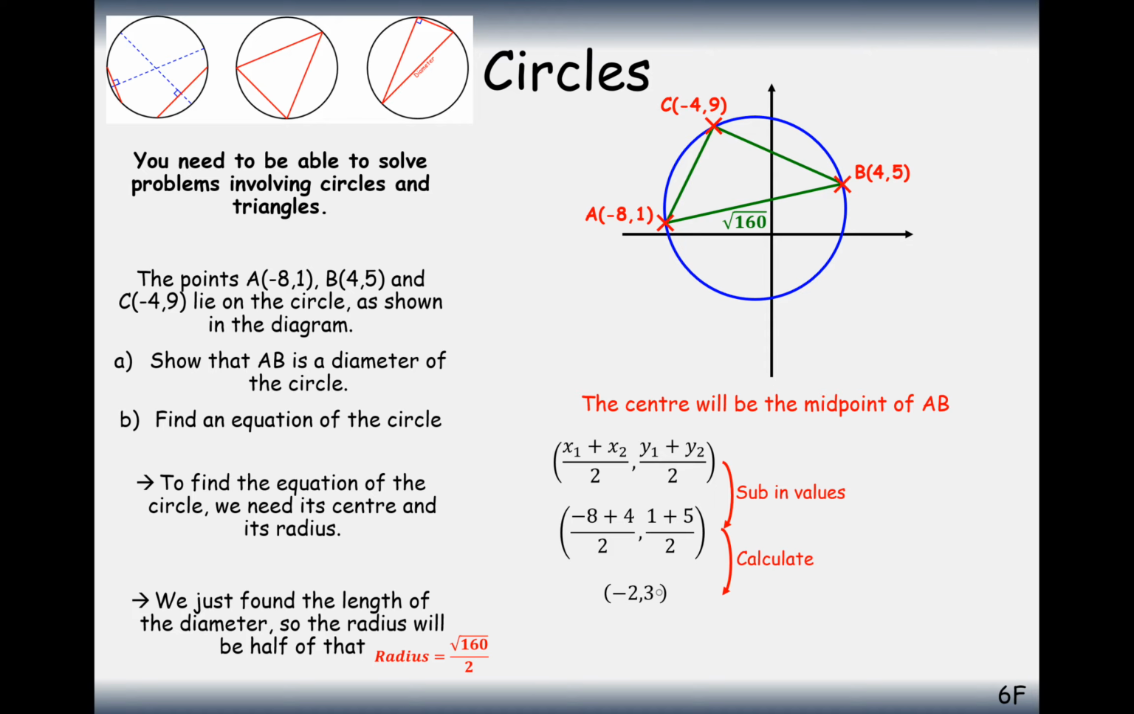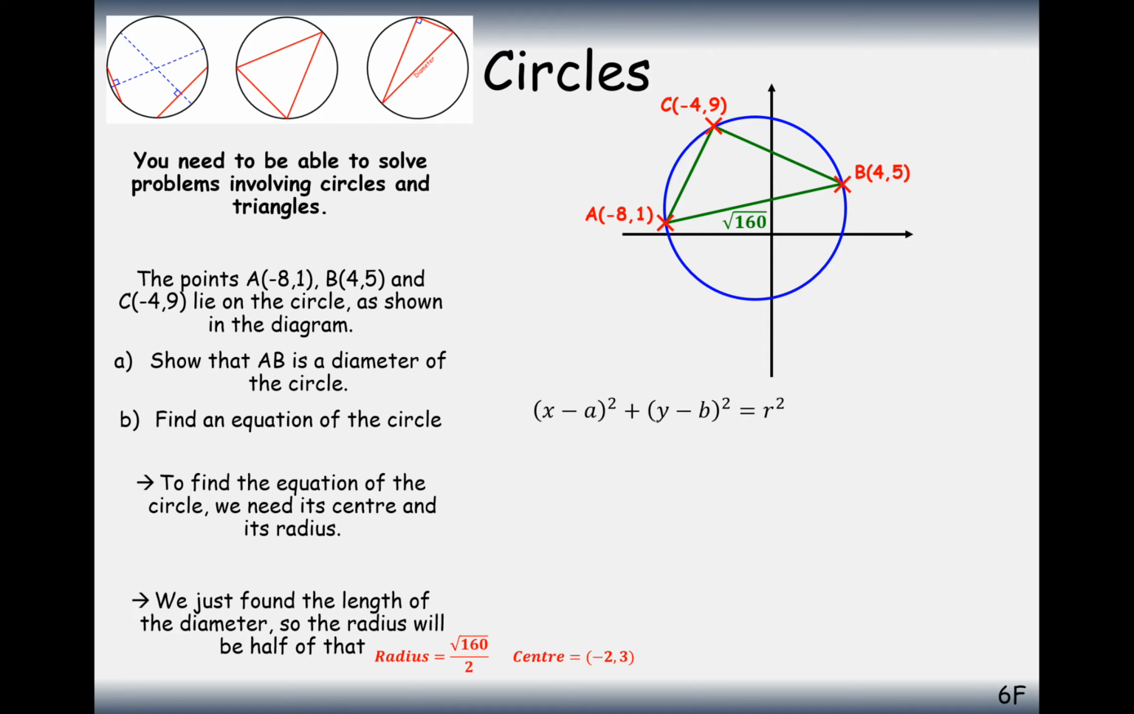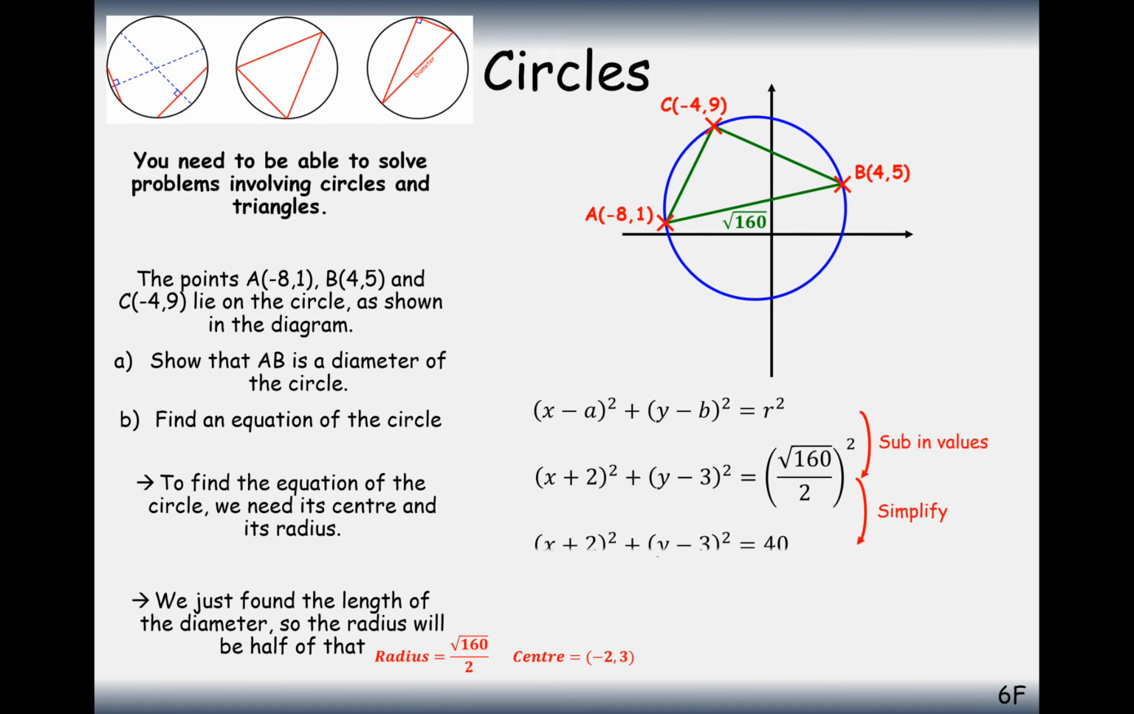So that's minus 2, 3. So given these two values here, plug them into the general equation for the circle, and we get (x + 2)² + (y - 3)² = 40.